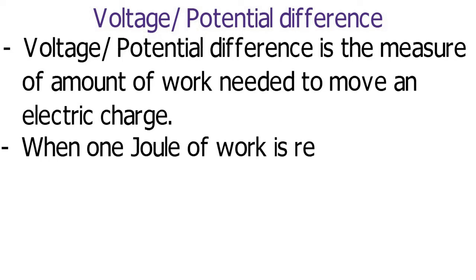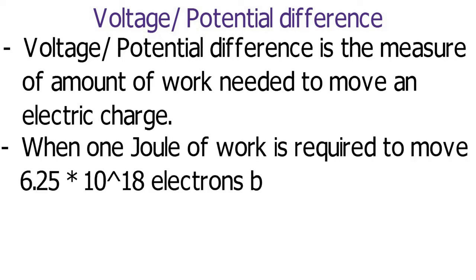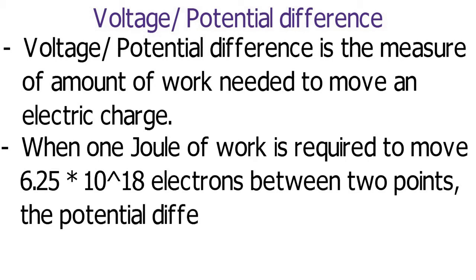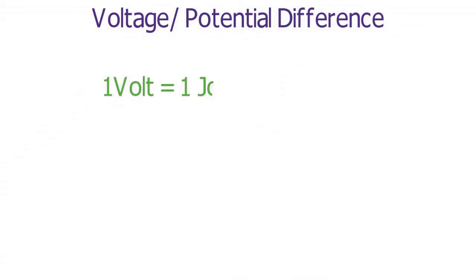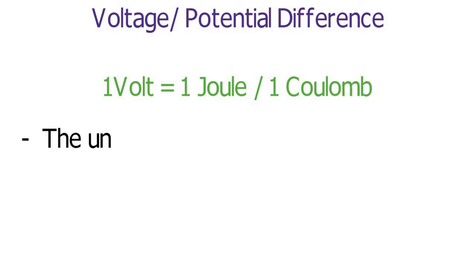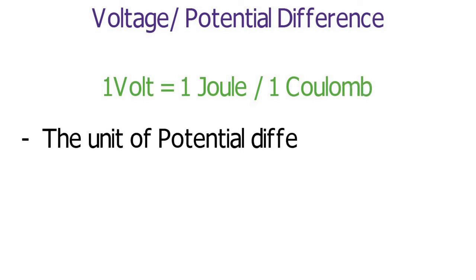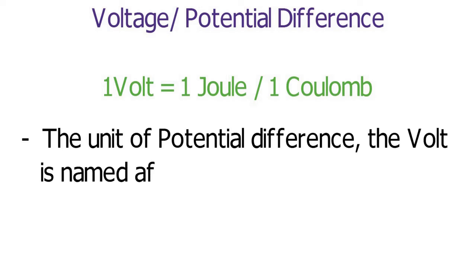When 1 joule of work is required to move 6.25 times 10 to the power of 18 electrons between 2 points, the potential difference between those points is 1 volt. 1 volt equals 1 joule divided by 1 coulomb. The unit of potential difference, the volt, is named after Alessandro Volta.